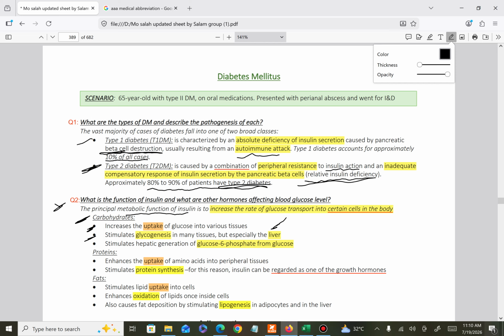Okay, and it inhibits the gluconeogenesis but stimulates the glycogenesis. Then it stimulates the hepatic generation of glucose 6 phosphate from glucose. So these are the functions for carbohydrates. Then what are the effects of insulin on the protein? The first function is it enhances the uptake of the amino acids into peripheral tissues. The second action on protein is that it stimulates the protein synthesis. For this reason, insulin can be regarded as one of the growth hormones.